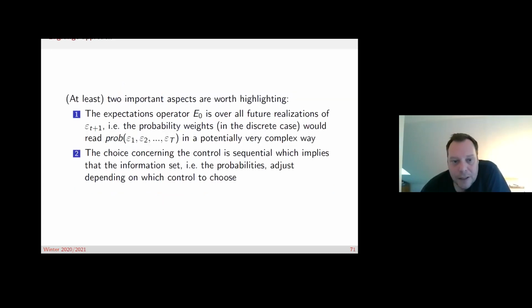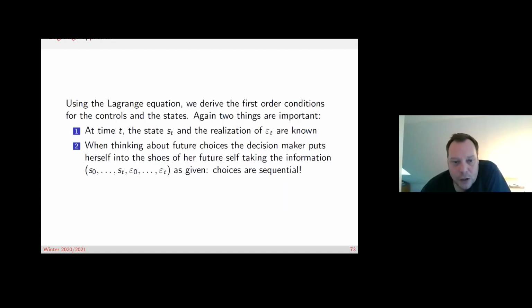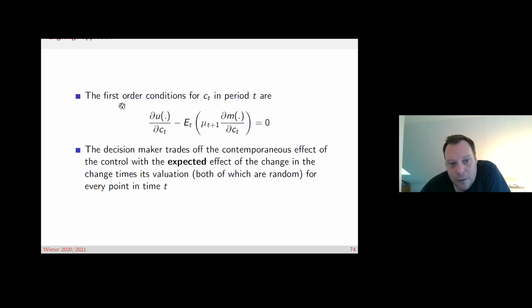Okay. So having said this, you just take the first derivative again. Note the second bullet point here: choices are sequential. So if you take the first derivative of the Lagrange function with respect to any C_t, you obviously do not have to apply an expectation operator on the contemporaneous benefit, okay? Because when you are in point in time 8, you know what the instantaneous utility will be once you change your control.